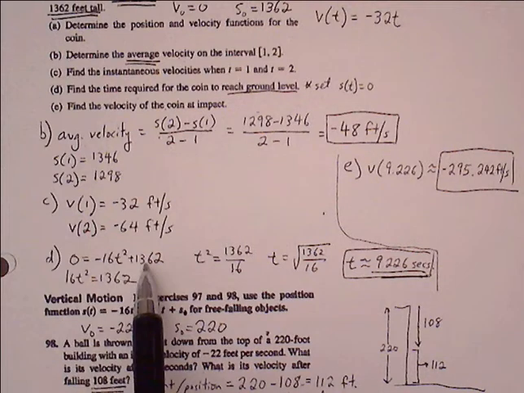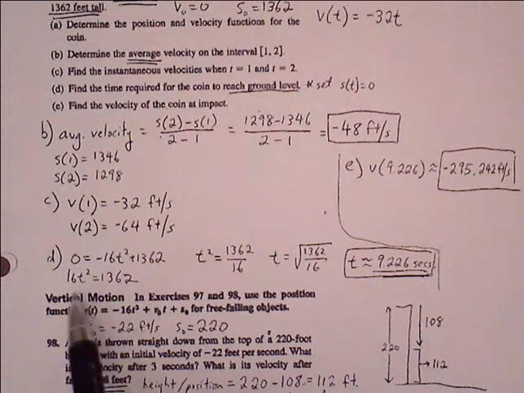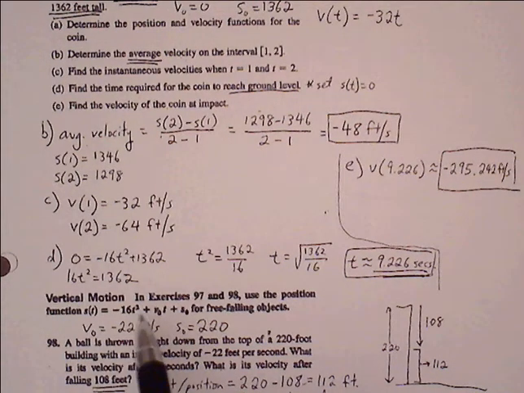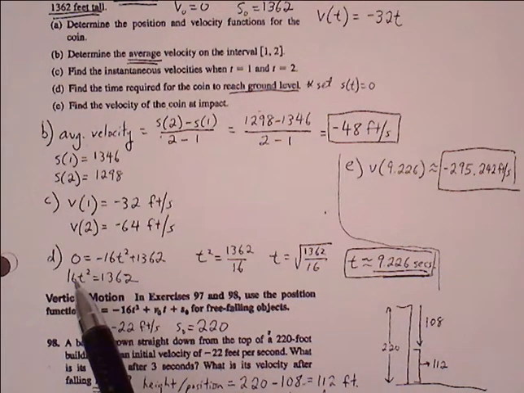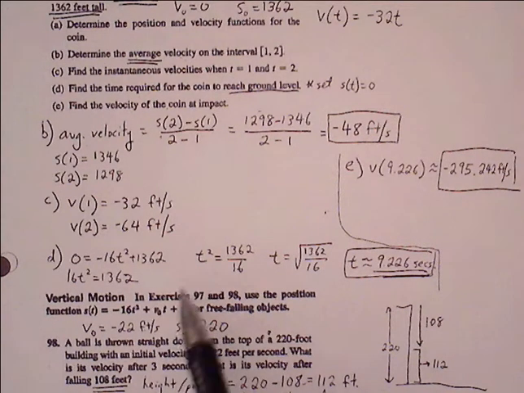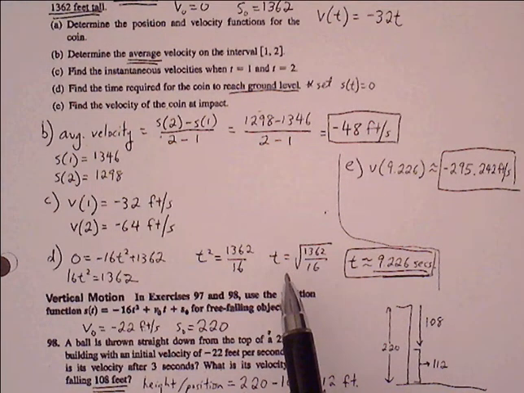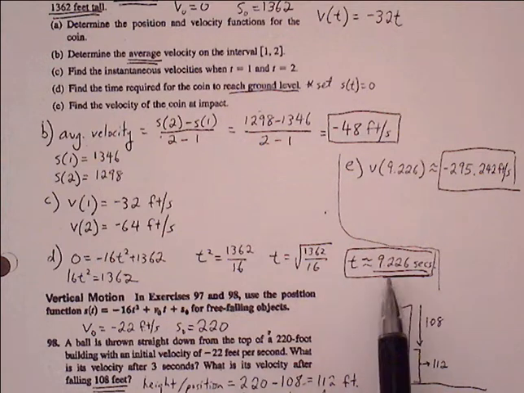And if we solve for t, we can go through this algebraically. So subtract 1362, divide by -1, we get 16t squared equals 1362. Divide by 16 from both sides, take the square root, we get t equals plus or minus, however we know t is greater than or equal to 0, so using our calculators we get 9.226 seconds.